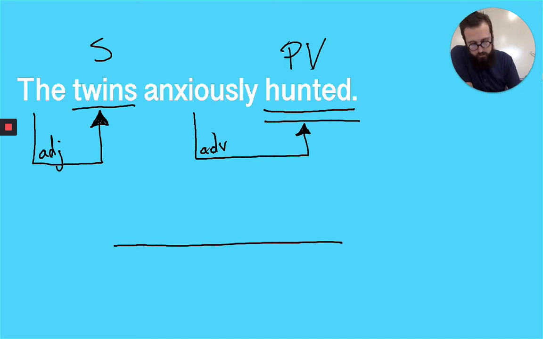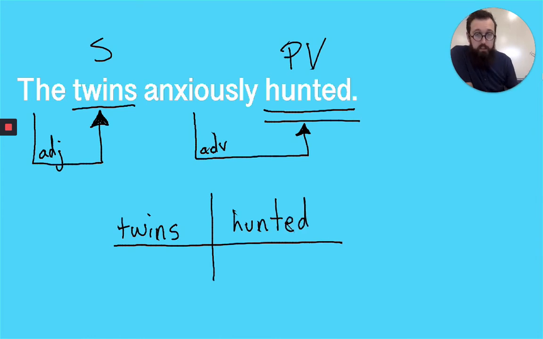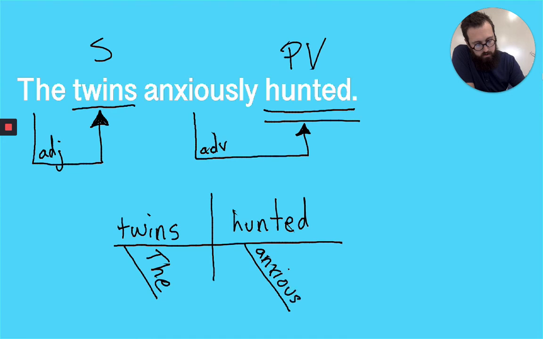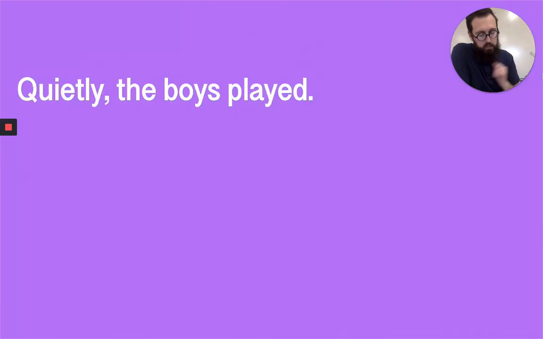Draw my baseline. Write twins because that's my subject. Draw a vertical line. And hunted is my action. Then I go through and do my modifiers. The goes to twins. And I'm going to capitalize it because it's the beginning of my sentence. And anxiously goes to hunted. Alright, that's been analyzed in the diagram as well. Alright, let's look at one more. Quietly, the boys played. This is a sentence because it expresses a complete thought.